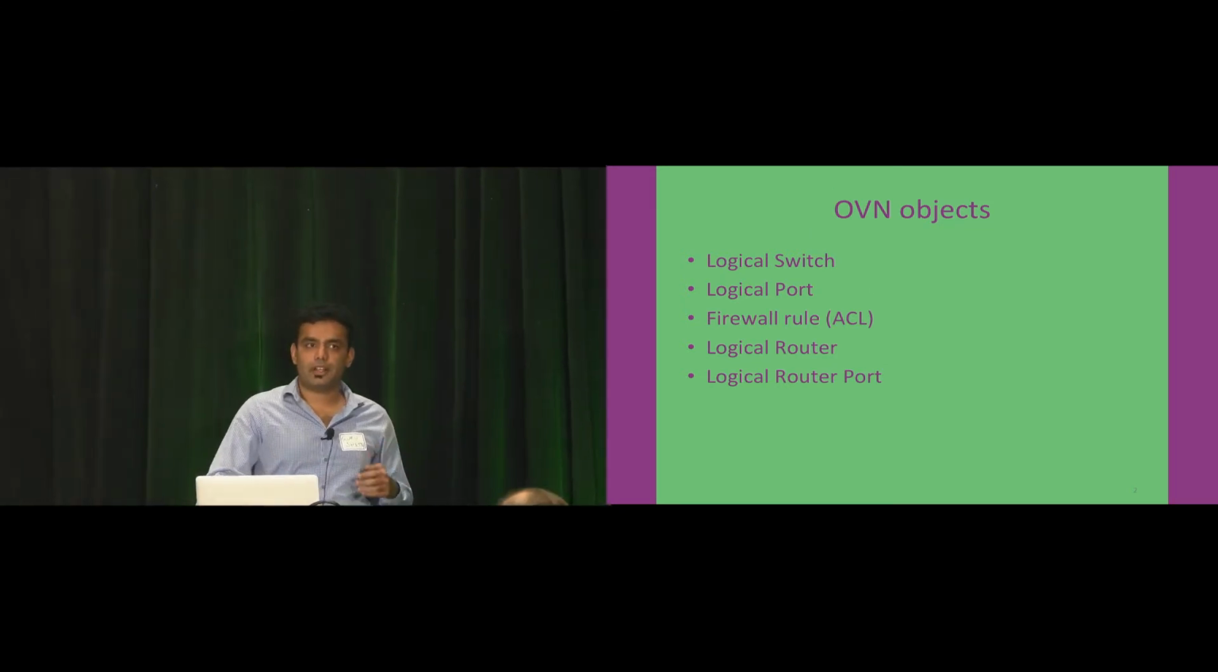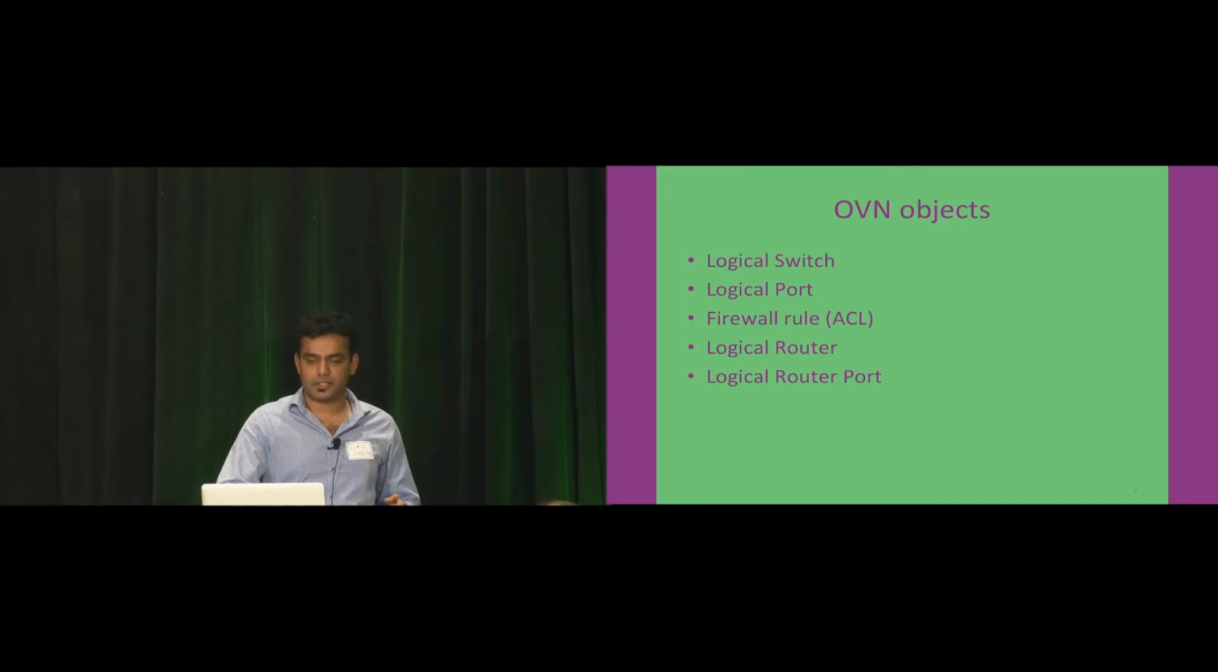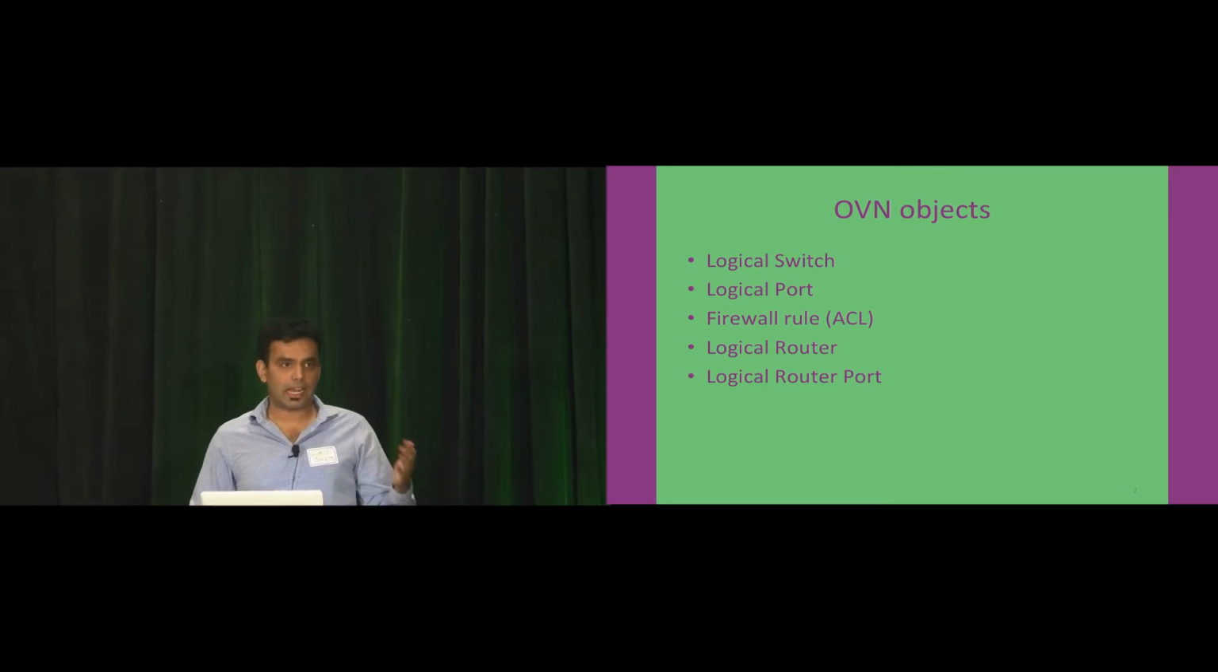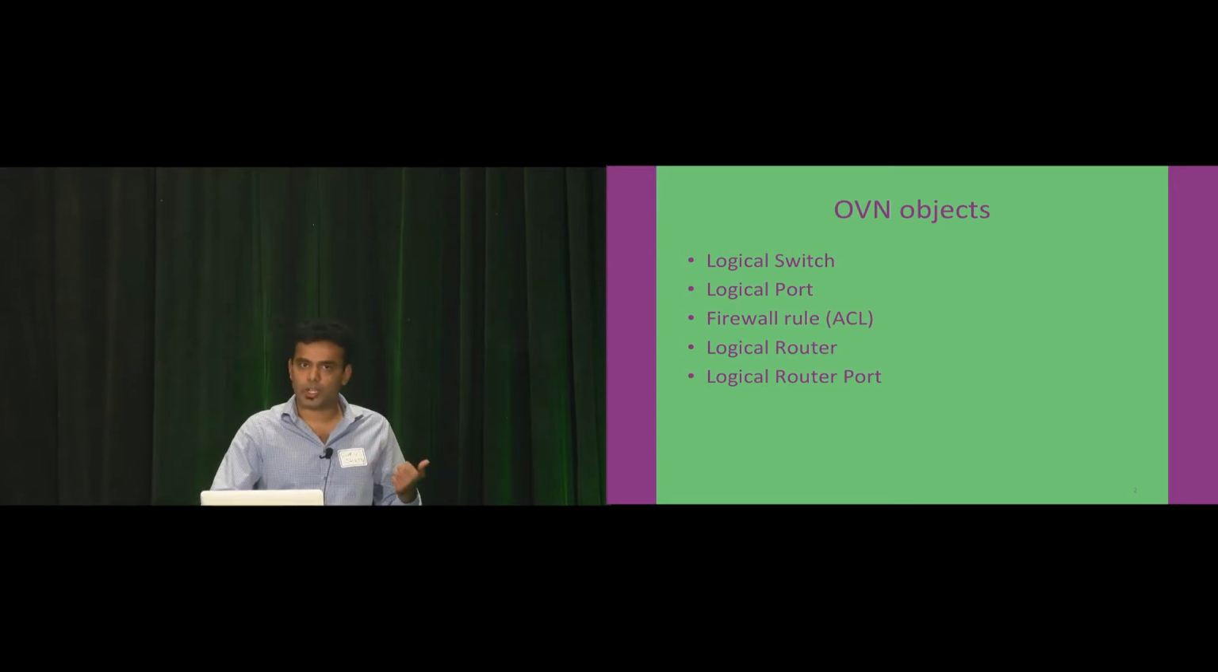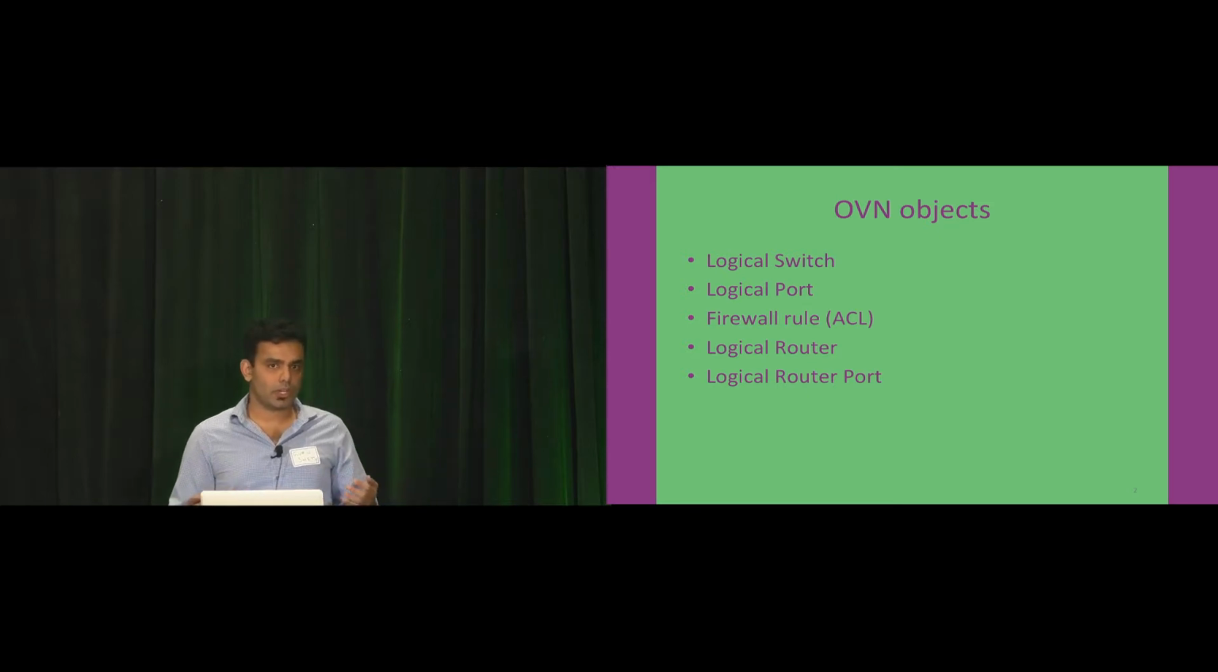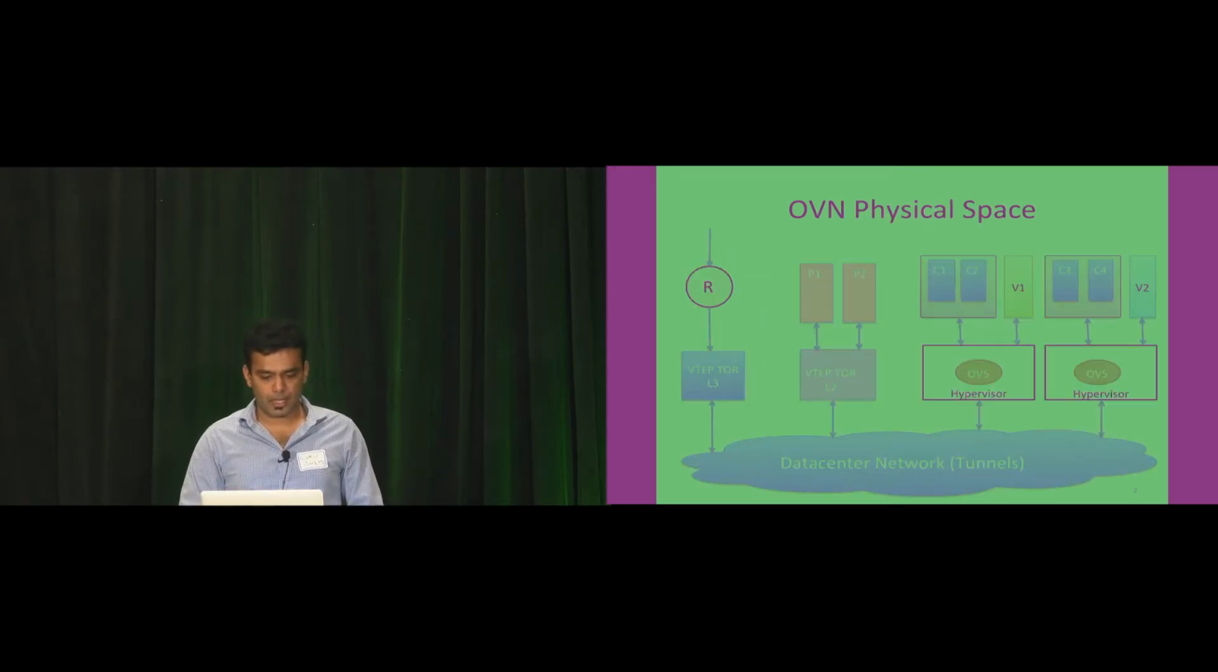So a quick refresher. OVN has a few logical abstractions. You can create a logical switch. You can attach a VM or a container as a logical port to that logical switch. You can start applying policies. So you can add firewall policies on that logical port, and then eventually you can connect all those logical switches together with a logical router.